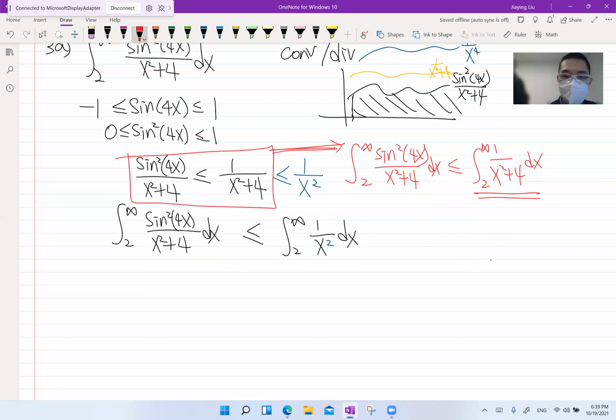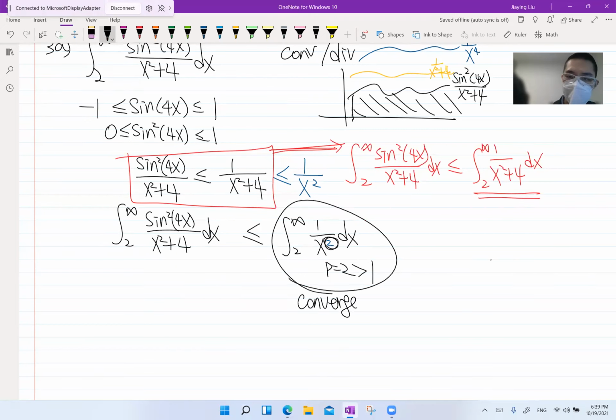So from here, we can just use the p-test because the p-value is 2. So p equals 2, which is greater than 1. That means this integral is convergent. And this is the bigger integral that's convergent. That means the one that's smaller than it, the one that we are interested in, this integral is smaller than the one that's convergent. So this one must be convergent.